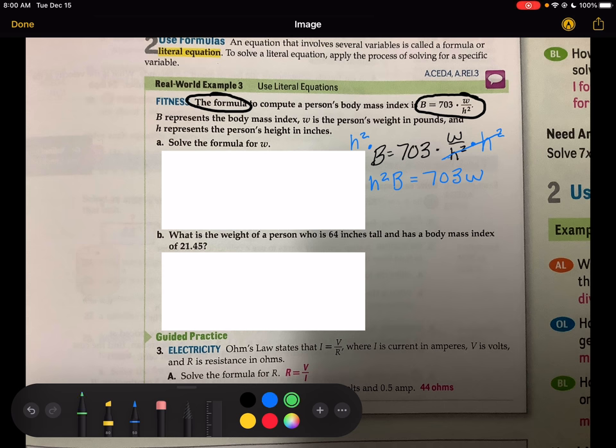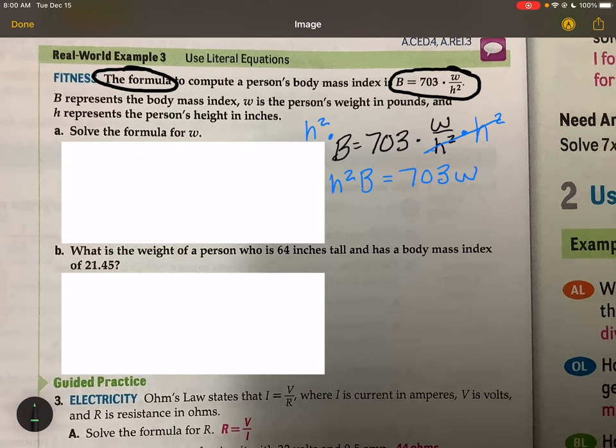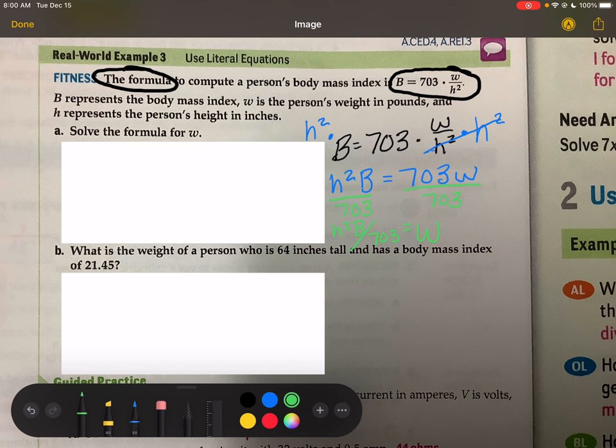So the next step is to move that 703. Again, 703 and W are being multiplied by each other, so we're just going to divide both sides by 703. Which leaves us with H squared B over 703 is equal to W. And that's where we're going to stop because it only wants us to solve for W. We want W by itself on one side. It doesn't matter which side. As long as we can get there, that's all we're asked to do.